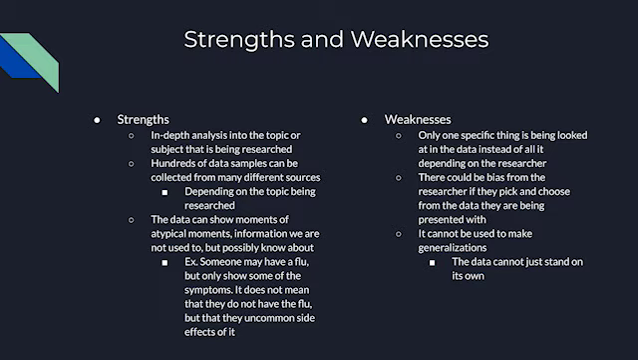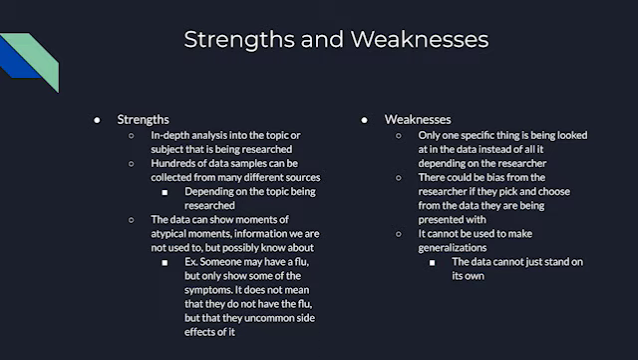The data can also show moments of atypical movements, information we are not used to but possibly know about. For example, someone may have the flu but only show some of the symptoms. It does not mean that they do not have the flu, but that they have uncommon side effects of it.